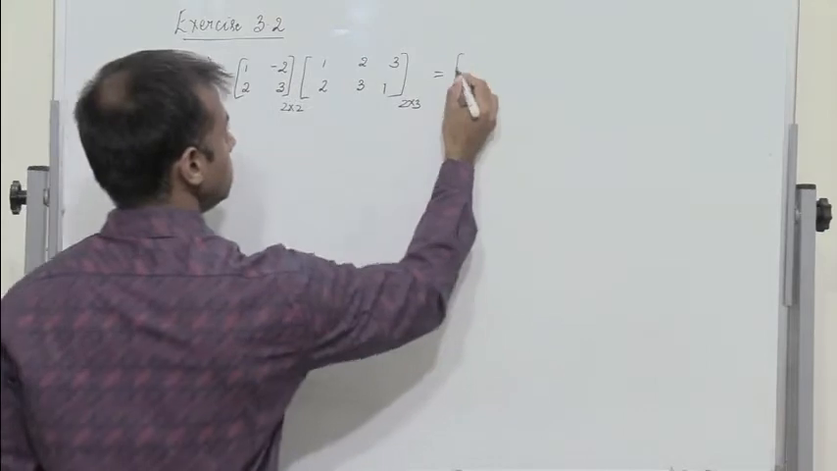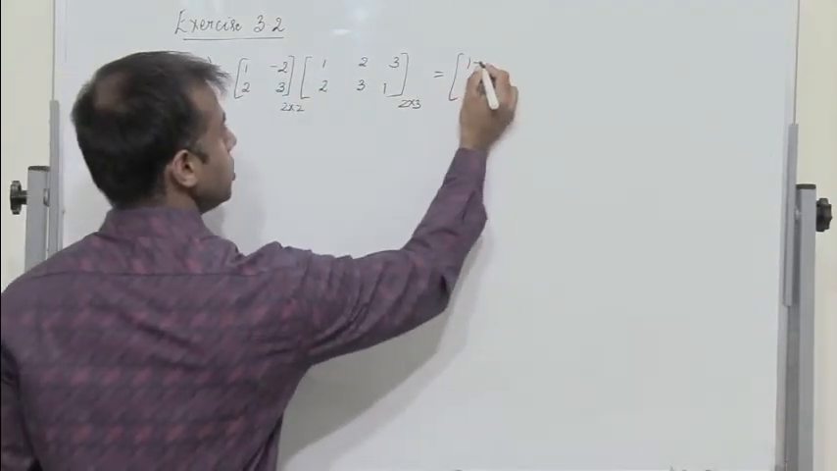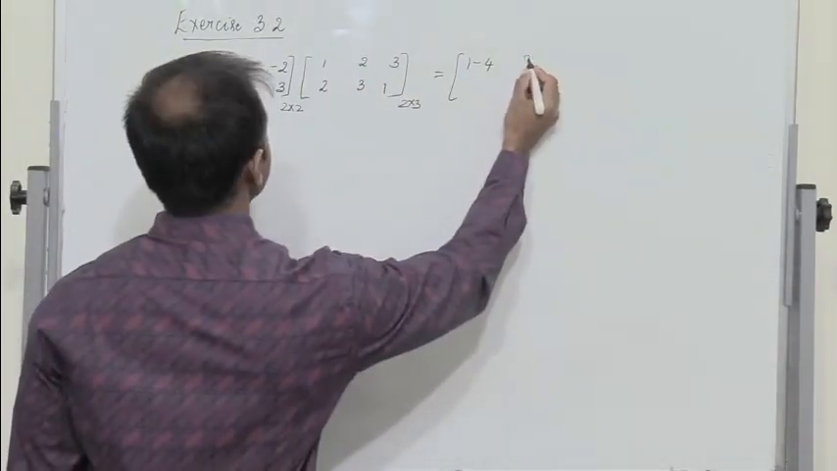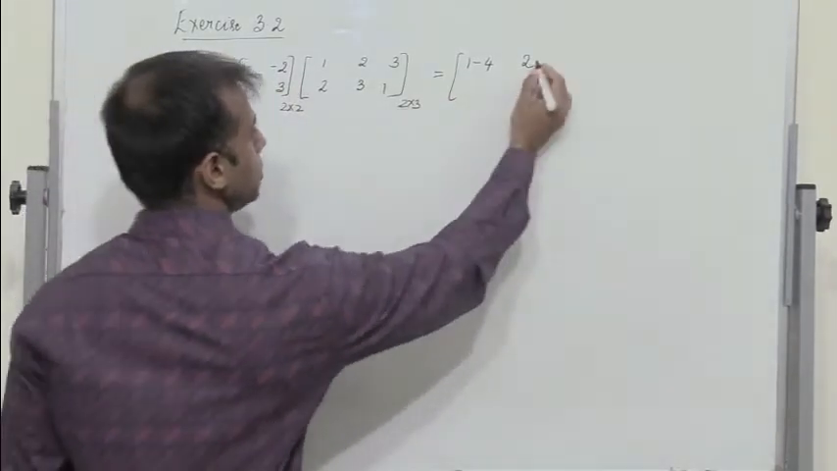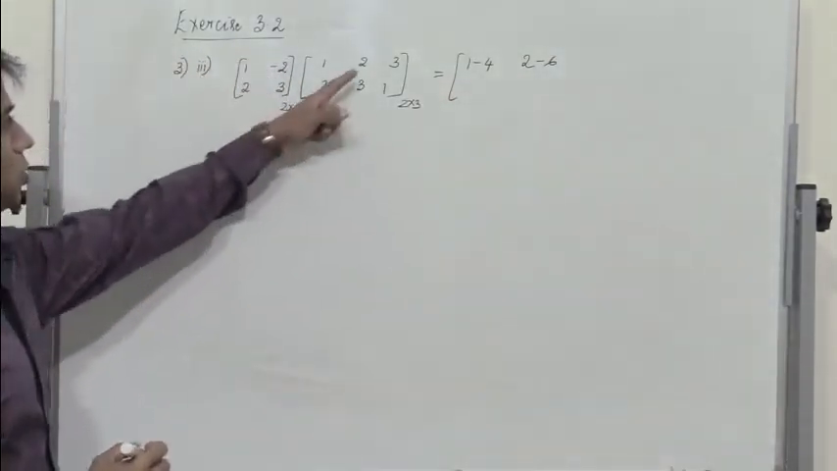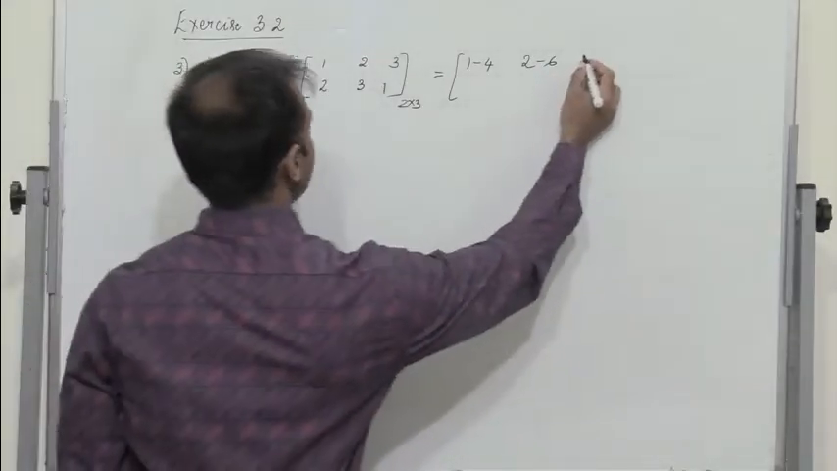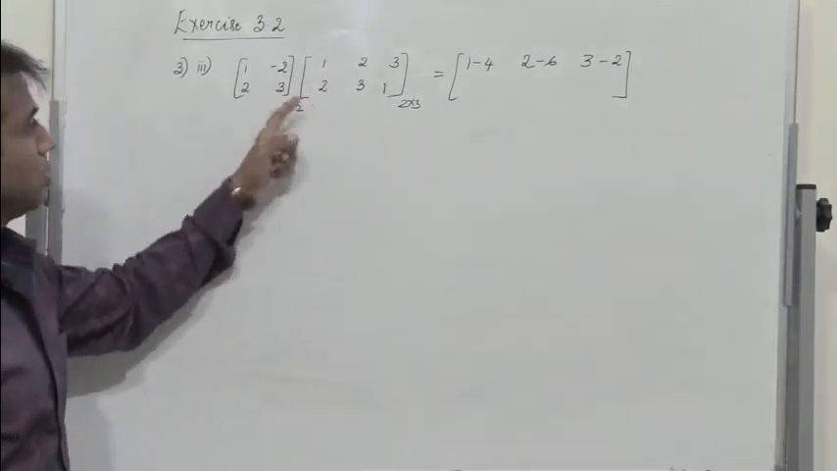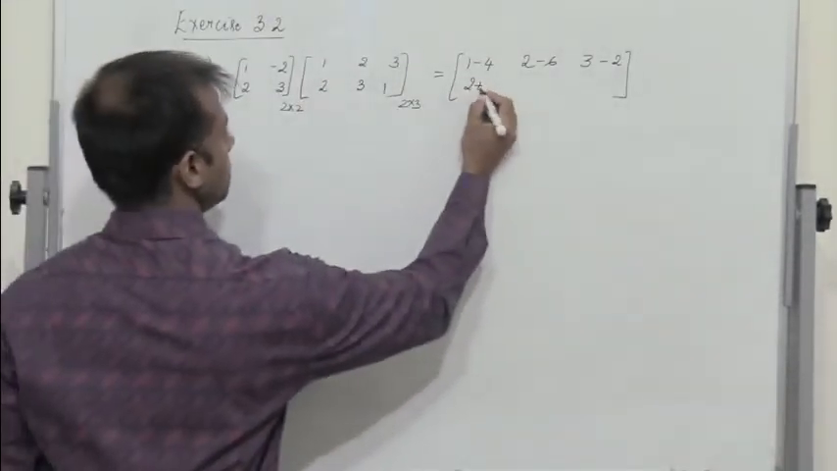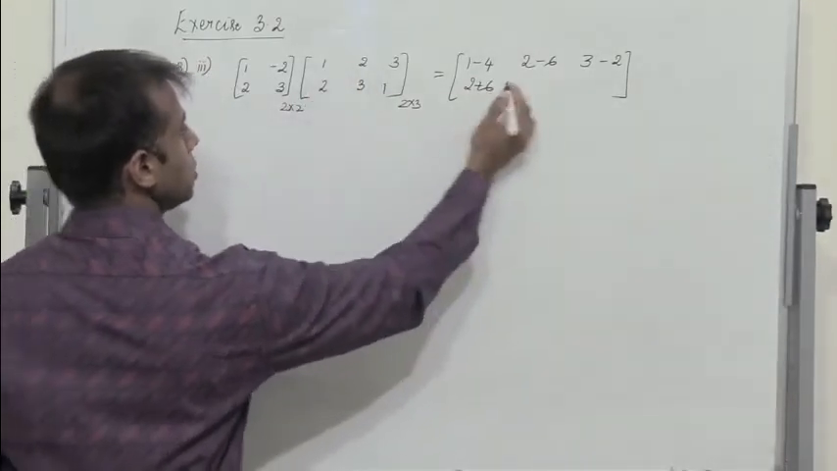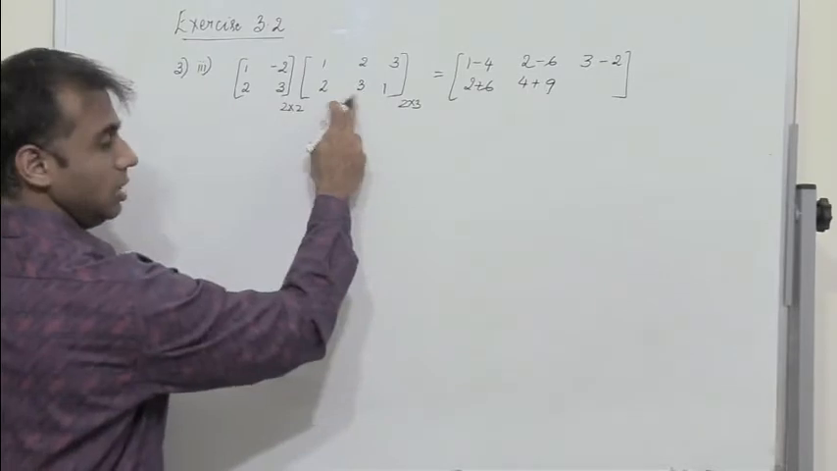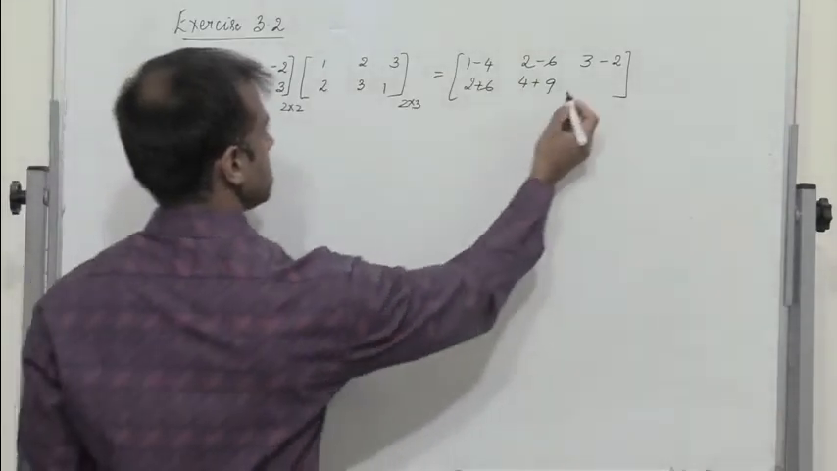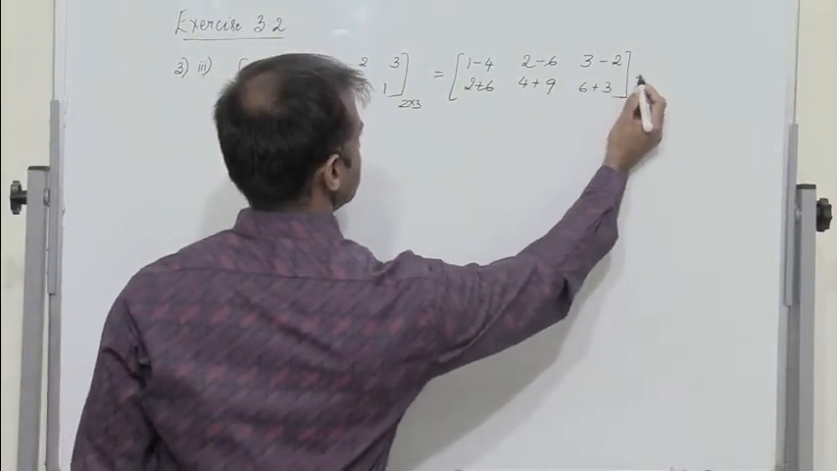So I have 1 into 1, which is 1, plus minus 2 into 2, which is minus 4. Next, first row into second column, 1 into 2 is 2, minus 2 into 3, which is minus 6. Then again, first row into third column, 1 into 3 is 3, minus 2 into 1 is minus 2. Next, the second row into first column, 2 into 1 is 2, plus 3 into 2 is 6. Next, 2 into 2 is 4, plus 3 into 3 is 9. Next, second row into third column, 2 into 3 is 6, plus 3 into 1 is 3.